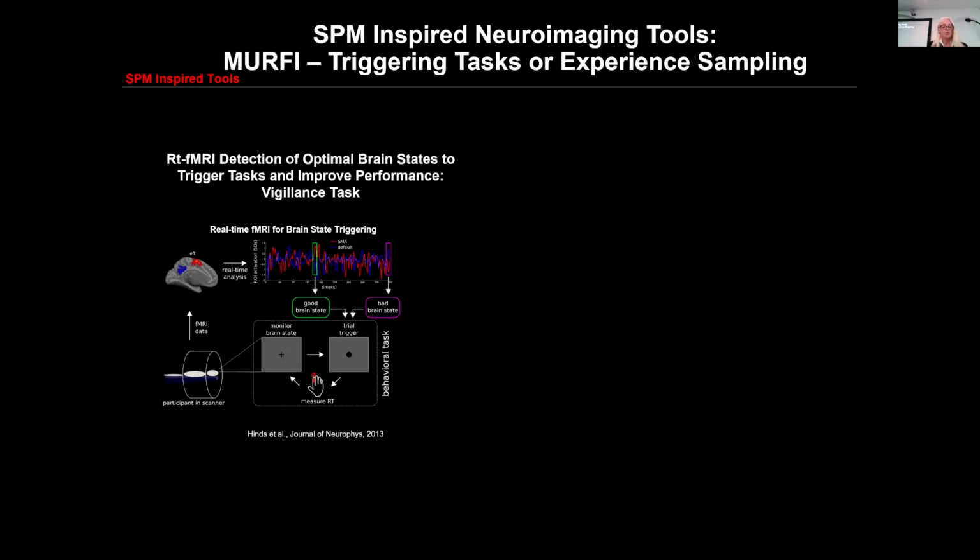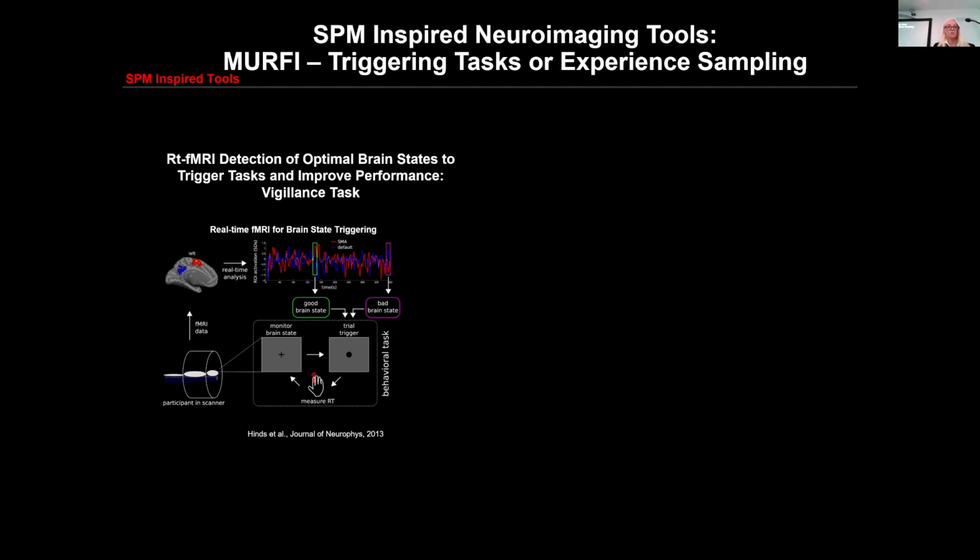So the other thing that we can do is use this real-time system not only to feed back and train individuals, but we can also use it to trigger. We can trigger tasks, stimuli, we can trigger experience sampling. So here's an example where we use SPM to identify a region of the default network, basically the PCC in blue and SMA in red. And then we use real-time fMRI to track the BOLD activity in those regions. And then we trigger the stimuli for a vigilance task based on when we think the person is physiologically in a good state, meaning the PCC is lower than the SMA.